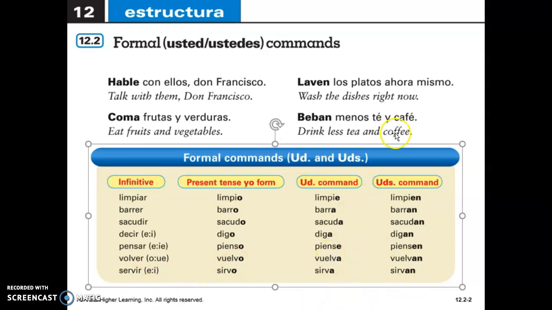Now, remember that these commands over here and over here, we are talking about asking someone to do that, okay? So that is why it's going to be different, the conjugation, talking about the person performing the action versus the command, which means that you want that person to perform that action, or you're asking that person to perform that action.